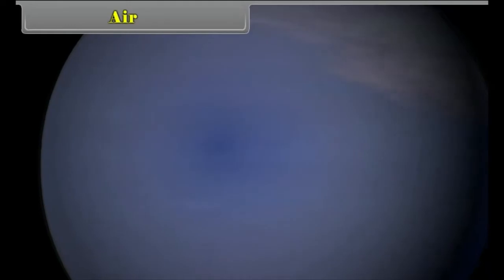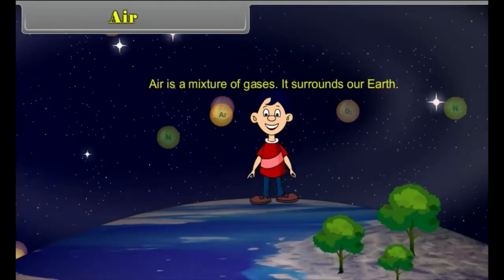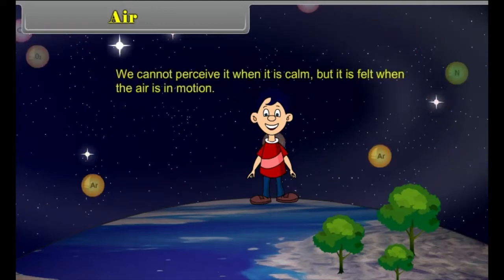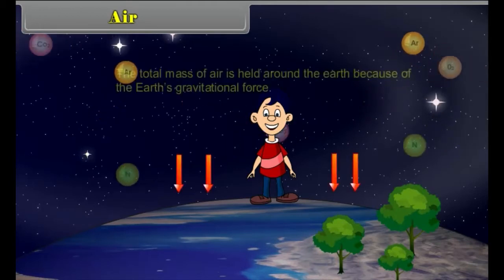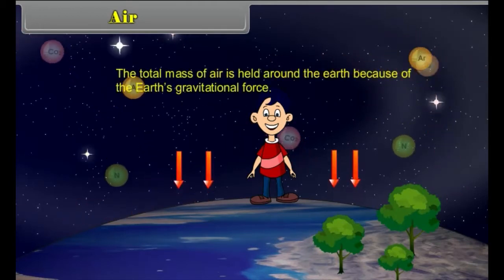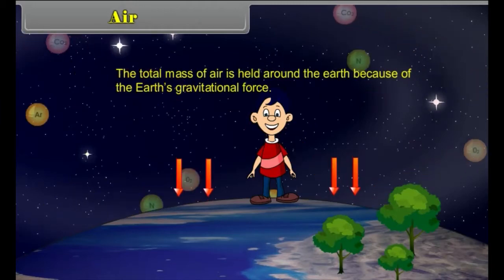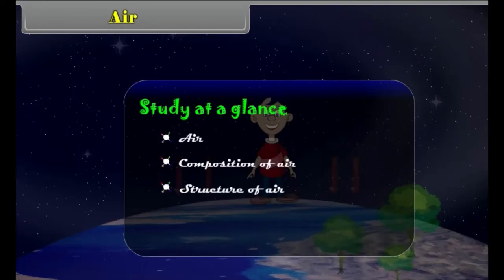Air. Air is a mixture of gases. It surrounds our Earth. We cannot perceive it when it is calm, but it is felt when the air is in motion. The total mass of air is held around the Earth because of the Earth's gravitational force. Study at a glance: air, composition of air, structure of air, weather, climate.